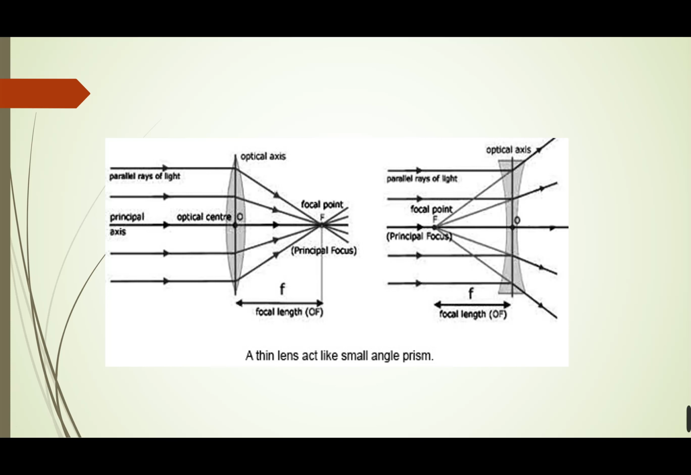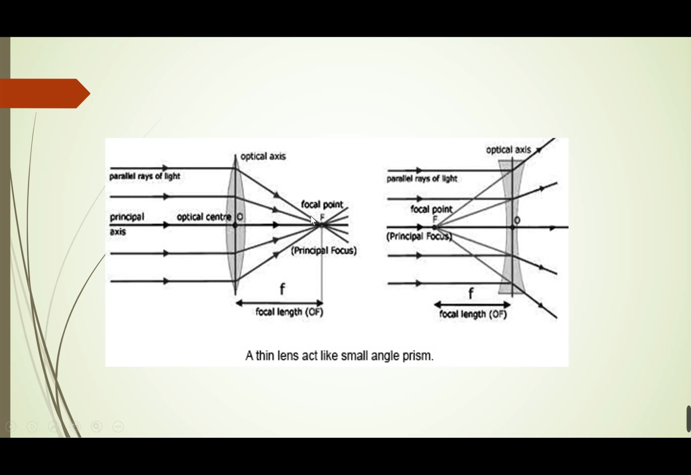Also, the refractive index of the material of the lens, and hence its focal length, varies with the wavelength of light. Thus, when white light is used, different colored images are formed at different points along the principal axis with different sizes.